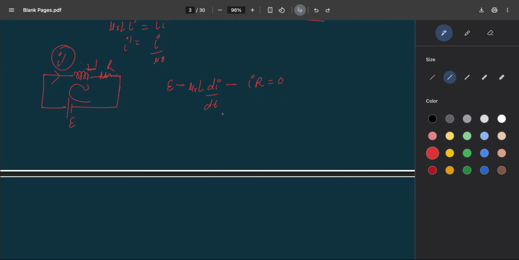So if you want, I can go into very detailed integration. It will be like e minus I R, mu naught L by R, d I is equal to dt. So this goes on.